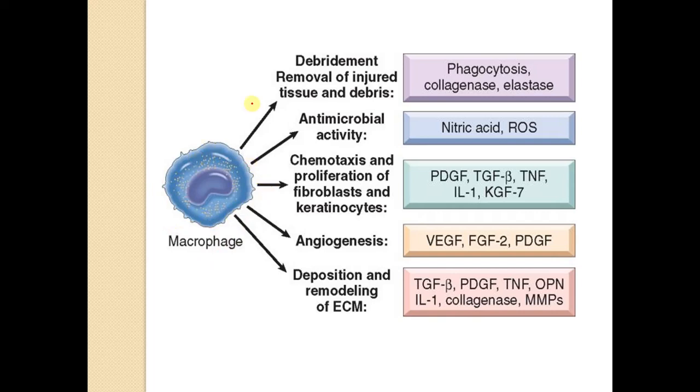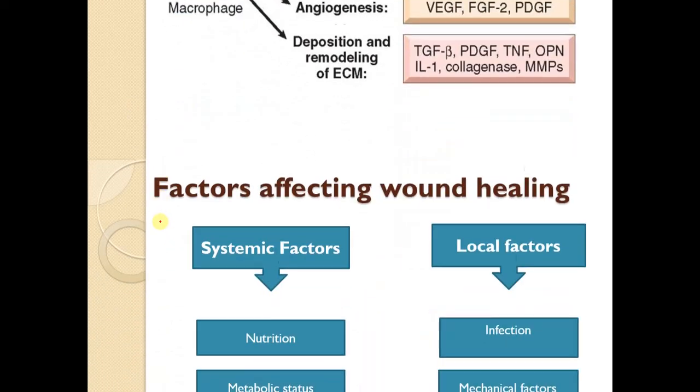Macrophages perform multiple functions like removal of the injured tissue and debris by phagocytosis and collagenase. They can perform antimicrobial activity by releasing reactive oxygen species and nitric oxide. They are involved in chemotaxis and proliferation of fibroblasts by releasing these growth factors. They are also important for angiogenesis, and they are also involved in deposition and remodeling of extracellular matrix. This diagram is also very important from your examination point of view.